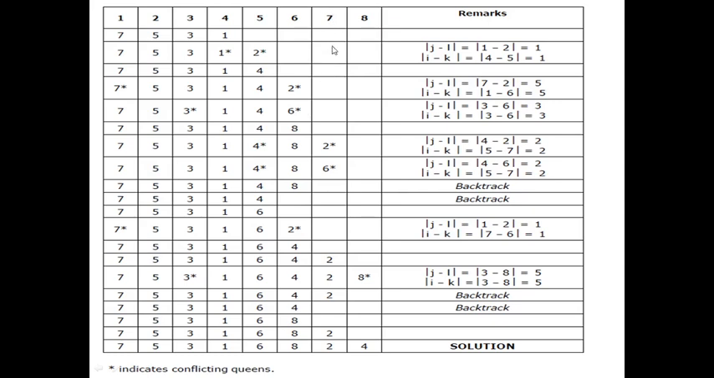Next, in the 7th row, which column can you put? The remaining numbers are 2 and 6. You try 2, and 2 gives you a conflict. You try 6 also. These are the only two remaining options: either you put it at the second column or at the 6th column. But both are giving a conflict. For checking the conflict you have to remember the formula, and also understand how we arrived at that formula.